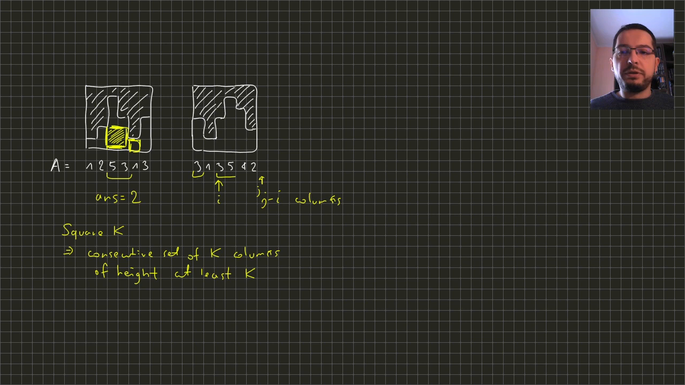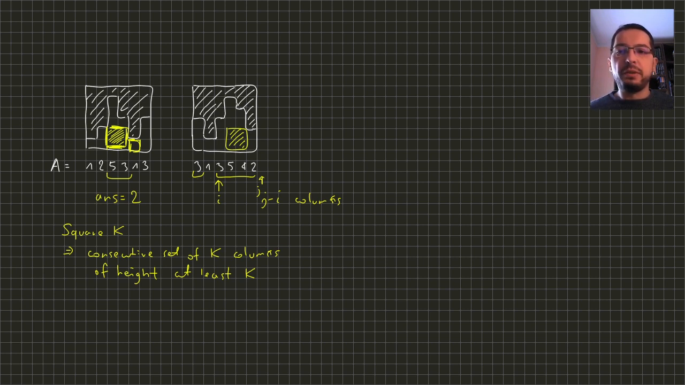And we have found a set of 4 columns which are of good size. Since 4 is greater than 2, we can say that we have found a place to put a square of size 2. And for instance, it can be put here.